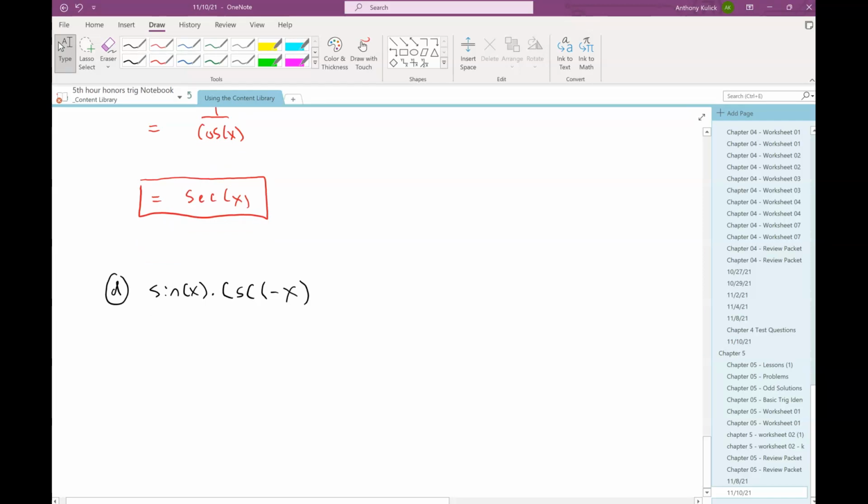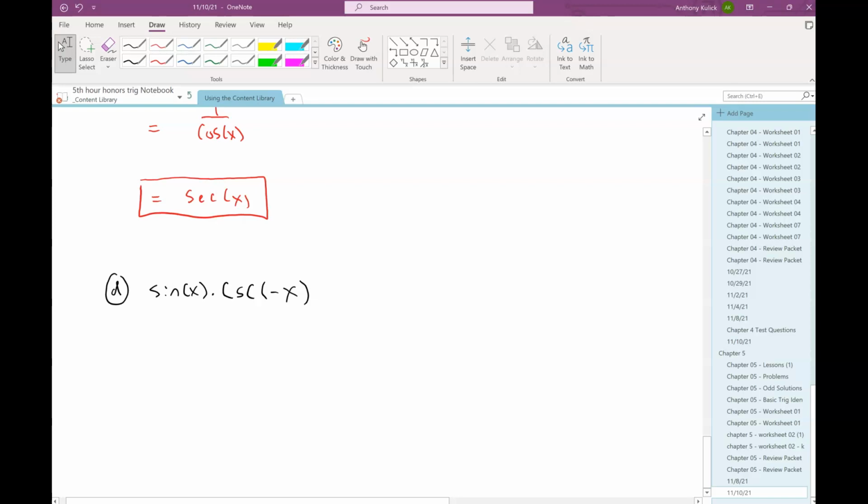All right, let's look at this one. We have sine x times cosecant of negative x. Is there an algebraic thing I can do here? No, right? We just have two things multiplied together. They're not like things, so what can I do with this? Nothing, right? The way it's written.